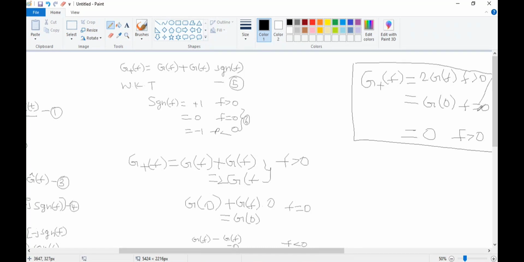Okay, so can you tell me how the spectrum is? It has frequency only when F is greater than 0. For F less than 0, the spectrum is not available. So if you try to draw it graphically, it will be like this. G plus of F will be equal to 2G of F for the positive frequencies, from 0 to omega only, with the maximum amplitude of 2G of F. This is your G plus of F.